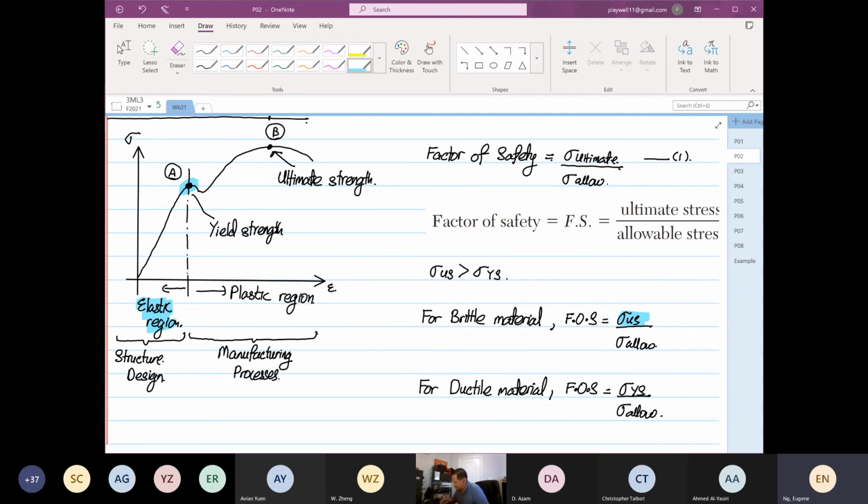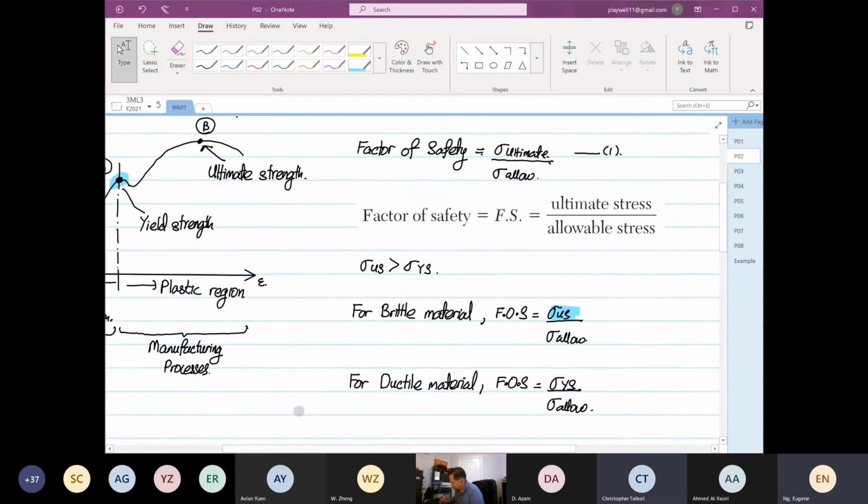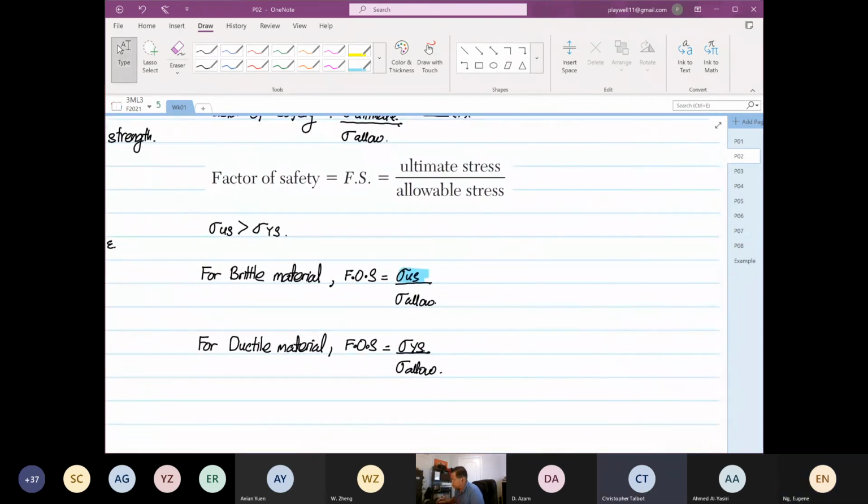Can someone tell me why, please? Anyone? Is it because under tensile or compressive loads, the material can actually get stronger up until that point? You're partly right. You are like 30% right. You're close, that's like 70% wrong though. No, you're partly right, but this is not the full answer.